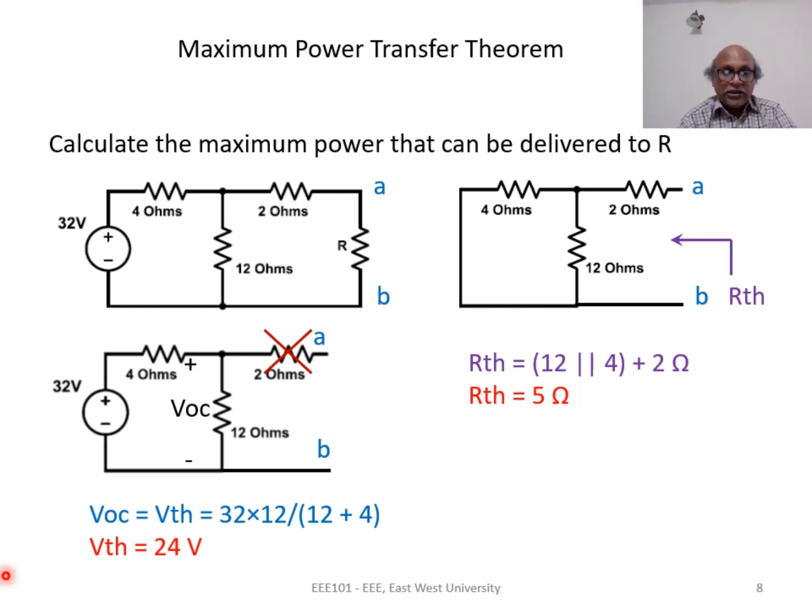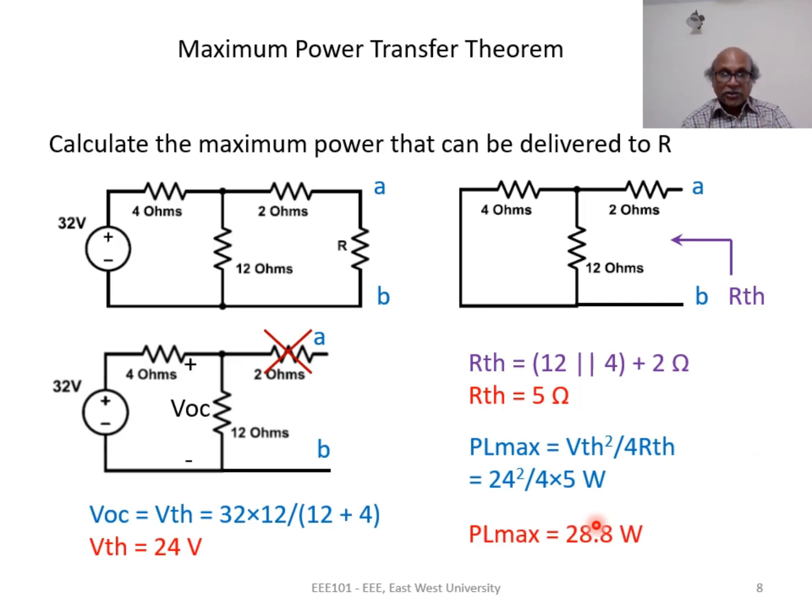Now that we know VTH and RTH, using maximum power transfer theorem, we can easily calculate the maximum power which can be transferred or delivered to R. The relationship is PL max is VTH square by 4 RTH. If we do the calculation, we find out that the maximum power that this two-terminal circuit can deliver to R is 28.8 watt.